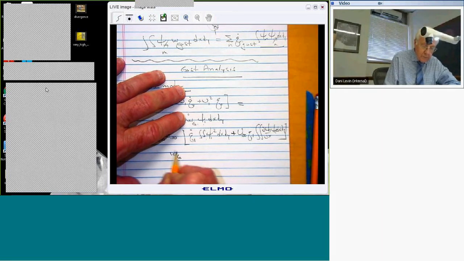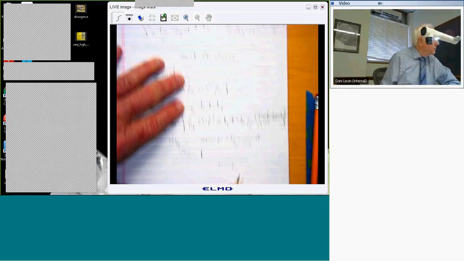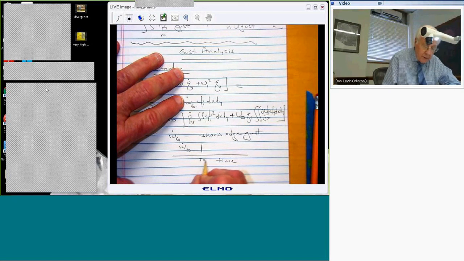One is a so-called sharp edge gust. A sharp edge gust is one where, if I plot w_g dot versus time, and this is t equals 0, the gust is 0, and then it's a step function, right? It's a step function.